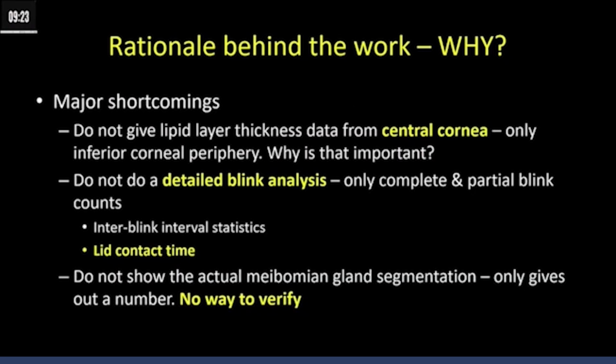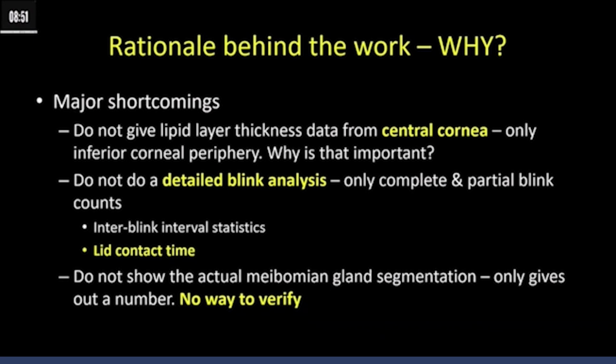So what was the necessity of devising another device? Is it reinventing the wheel? The major shortcomings in the existing devices are that they do not give complete data about lipid layer thickness from the central cornea. Only the inferior periphery is done. And why is that important? Because the central cornea is responsible for vision and what is now being called functional vision. So that is a function of the central corneal tear film dynamics.